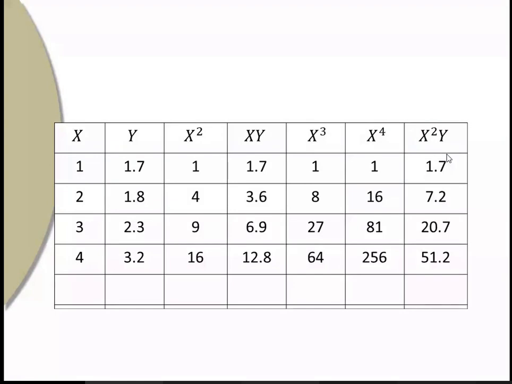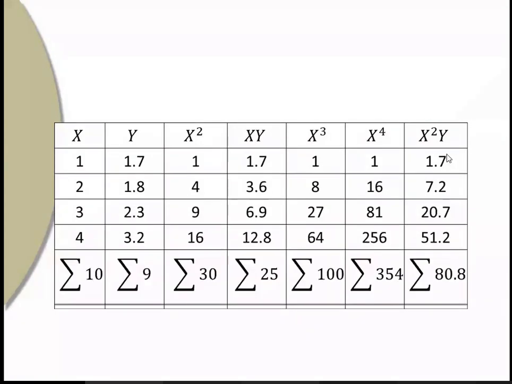Okay. After completing the table, take the sum of each column, a simple summation of each column. Summation x is 10, summation y is 9, summation x square is 30, summation xy is 25, summation x cube is 100, summation of x raised to 4 is 354, summation x square y is 80.8. How many observations are there? There are a total of 4 observations. So n is 4. Now use the normal equations.